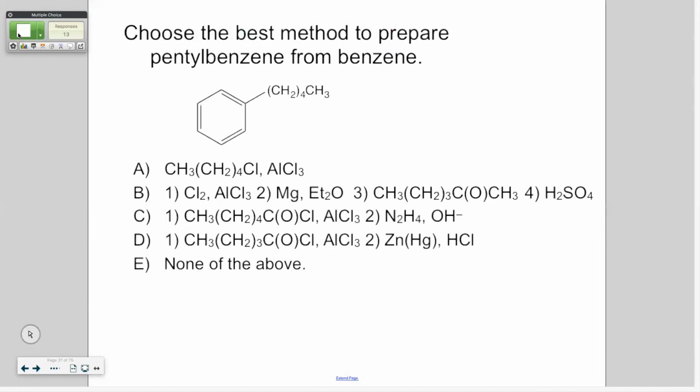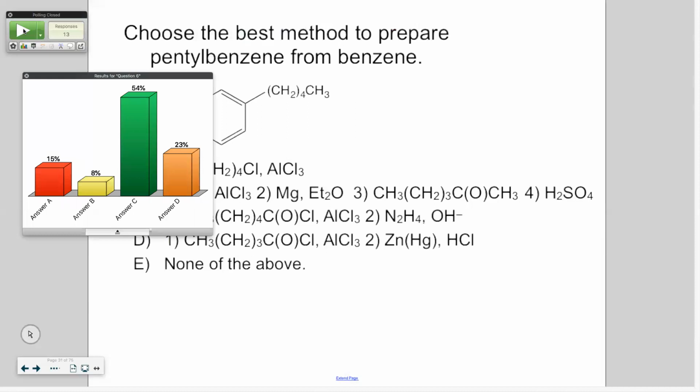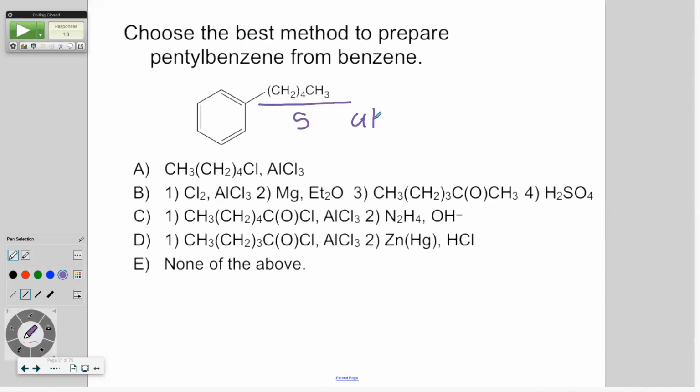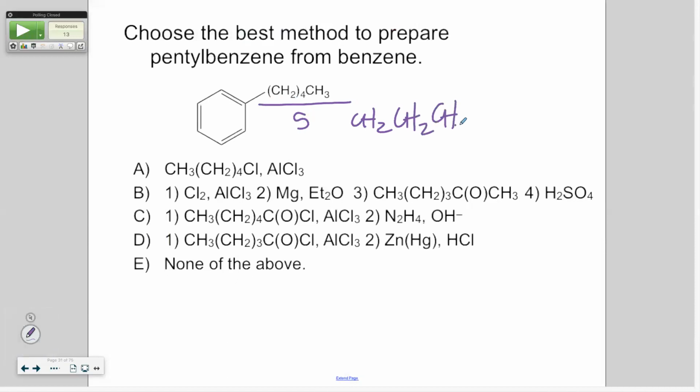All right, are we all up there? Y'all made a decision? Let's see how we did. So how many carbons are there in that group that we're putting on? 5. It's pentylbenzene. 2, 3, 4, 5.